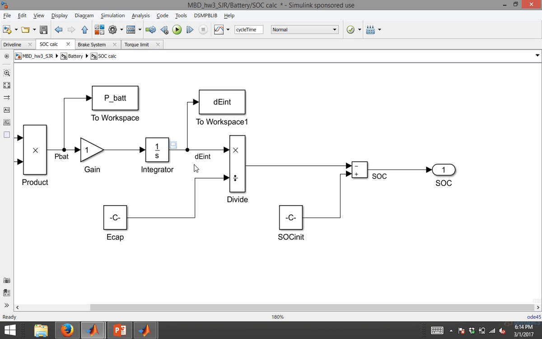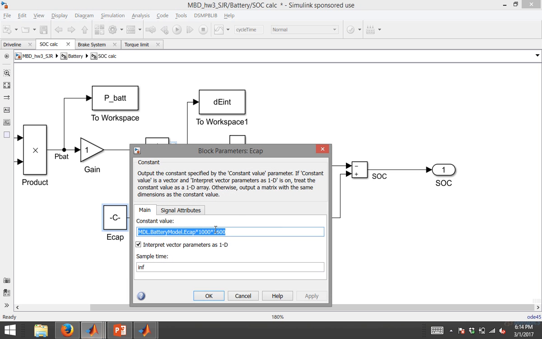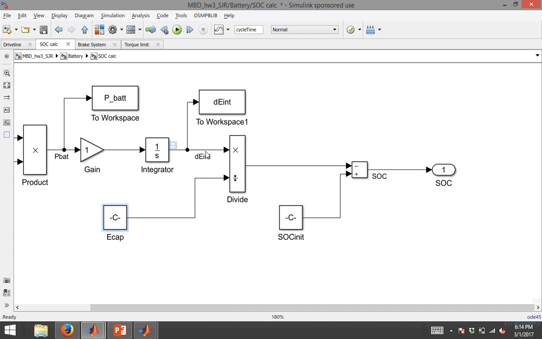But so you have your internal energy. You divide that by your total energy capacity. You can see I do all kinds of things. I multiply by 1,000, divide by 3,600, because I've stored the energy capacities in kilowatt hours, and this is where you've got to keep track of units, this is in joules. So you've got to get to watt hours and then to joules to make sure that you have the correct units.